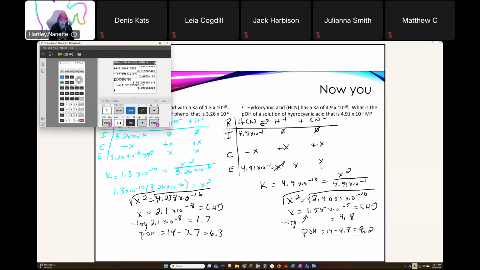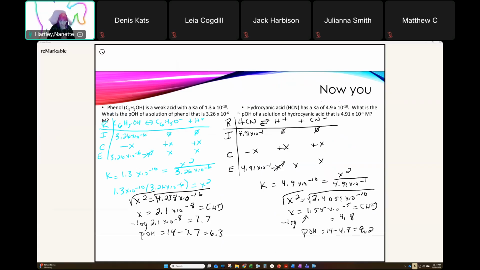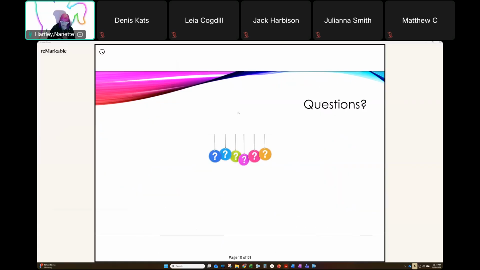And what we've seen so far, everything that we've looked at so far, has been based on weak acid dissociation. The next thing we need to talk about is our weak bases. And that's a slightly different scenario. So let's take a look at what that looks like and see what we do with that.